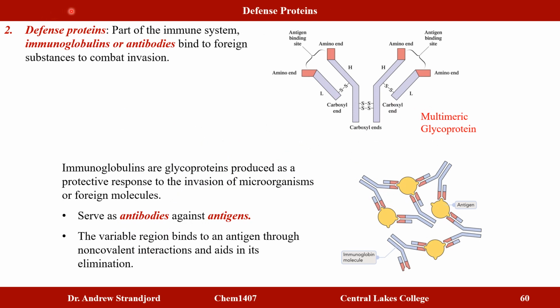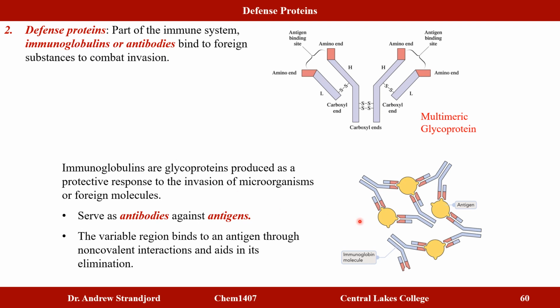A second class of proteins based on function are the defense proteins. These are part of the immune system in living organisms. They're often referred to as immunoglobulins because they are globular proteins by nature. The general public often refers to these as antibodies. They bind to foreign substances in an effort to combat invasion of those foreign substances. They are multimeric proteins in nature, meaning they have more than one polypeptide chain, 4 in this instance. Immunoglobulins are also glycoproteins, meaning they have an amino acid section of the protein, but they also have a sugar part of the protein.